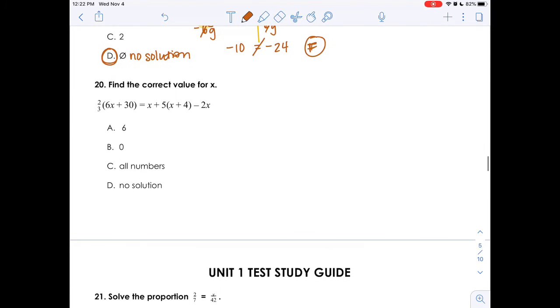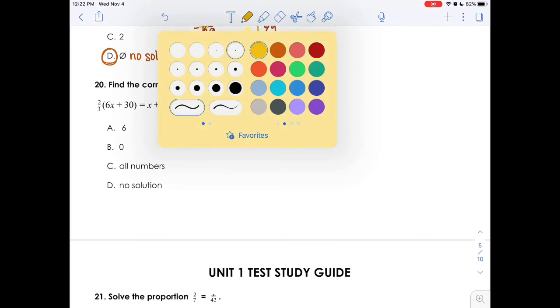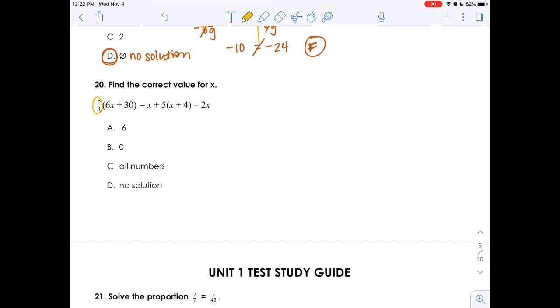Now we'll take a look at number 20. It's asking us to find the correct value for x. The first thing that I need to do is distribute. On the left, I'm distributing 2/3. I'm going to pass it out to the 6x and to the 30. And then on this side, this x is just going to drop down on its own. I'm going to pass out the 5 to the parentheses, and then this negative 2x is just going to drop down as well.